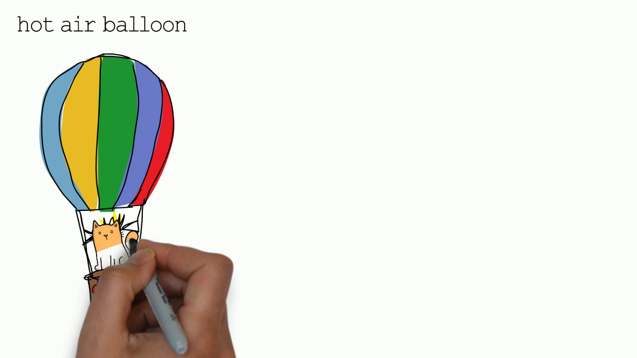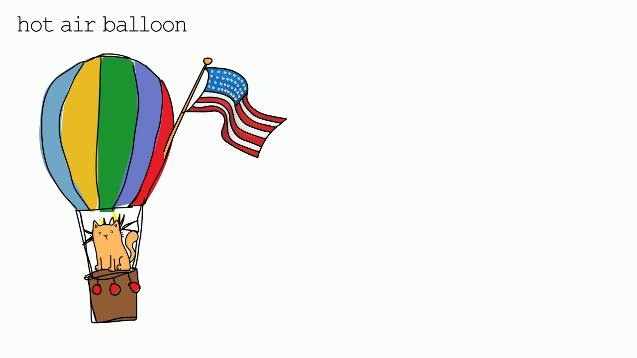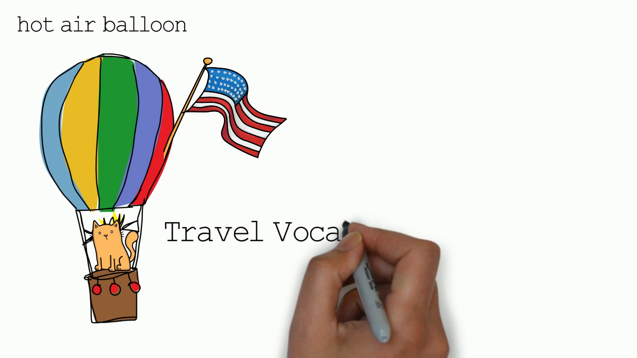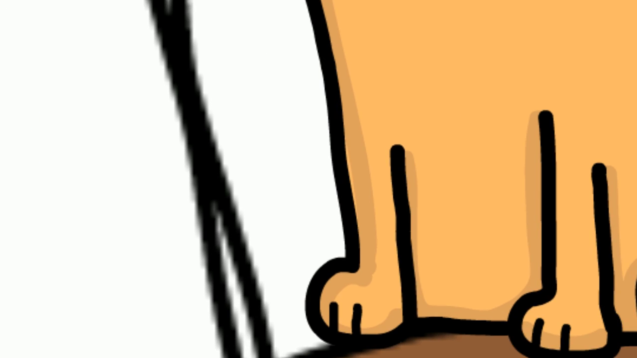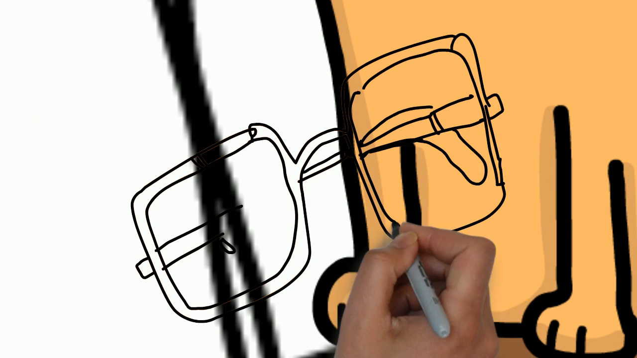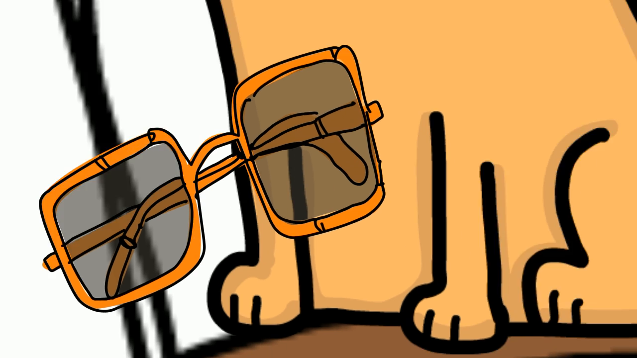Oh, look, it's a hot air balloon. And there is Mr. P. And what's he doing? Flying to America. Today, we're going to learn about travel vocabulary in English. Oh, yes, we are. That's going to be great fun. Don't forget your sunglasses, Mr. P. Let's go to America. Meow.